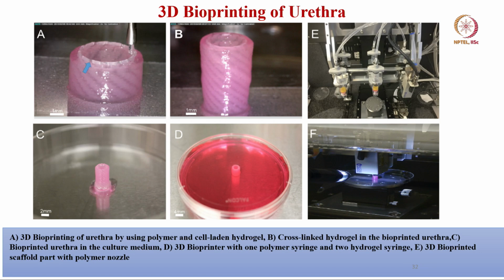Now they have used the 3D bioprinting by using polymer and cell laden hydrogel, and they have cross-linked the hydrogel, and you can see that after cross-linking, this is the cross-linked hydrogel. And then bioprinted urethra, they have put it in the culture medium, that is in C, this is the culture medium, and 3D bioprinter with one polymer syringe and two hydrogel pumps, and then this is in the D and E, and then 3D bioprinted scaffold part with polymer nozzle. So this is the one that they have used.